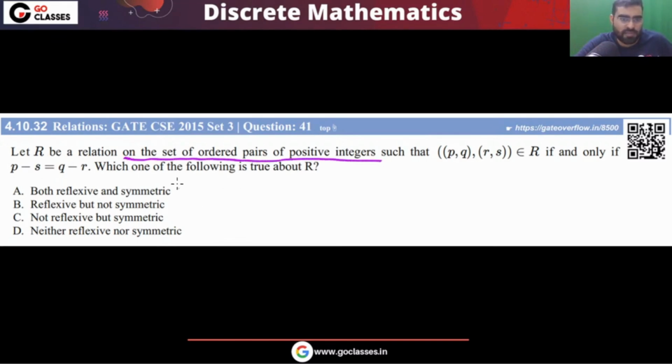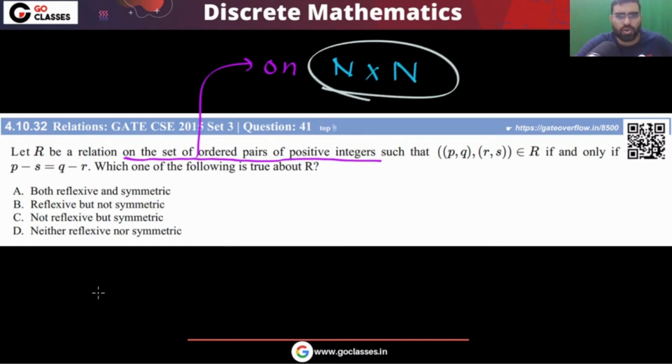What does this mean? On set of ordered pairs of positive integers. It means on Z cross Z. Positive integers means on N cross N. So this relation that you have defined is on N cross N. So your base set, remember, is this. Please understand that your relation is defined on set of ordered pairs of positive integers. So your base set is N cross N.